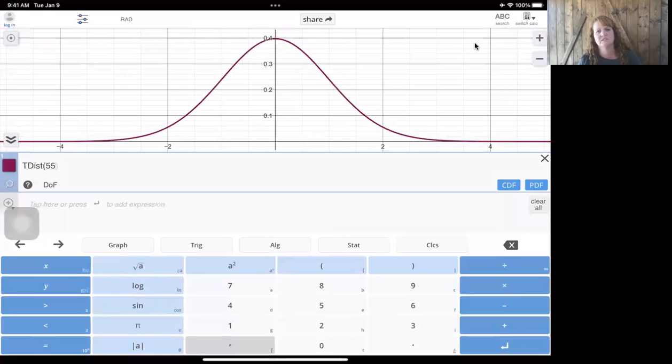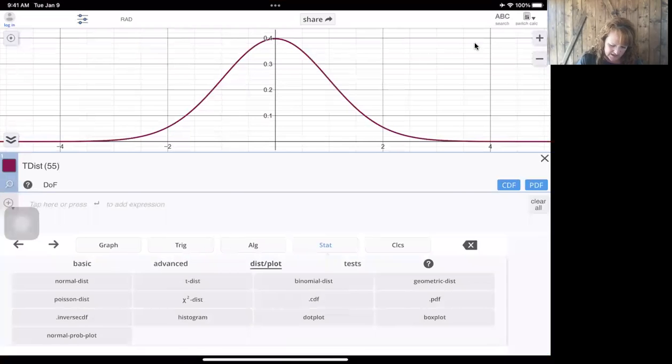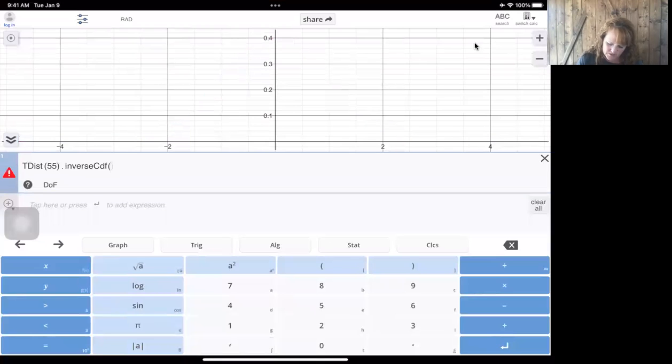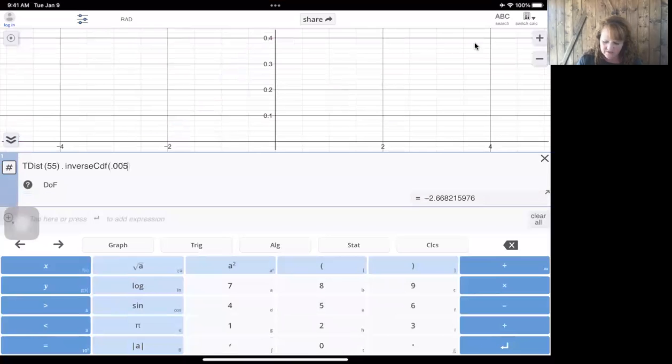TIs are doing the same thing. You're just going into your second distribution, going inverse t, and entering your degrees of freedom as well. Here's my curve. My area is going to be 0.005, again measuring from the left. So I'm going to do my inverse t on the end and 0.005. This is going to give me a t-value of negative 2.67.